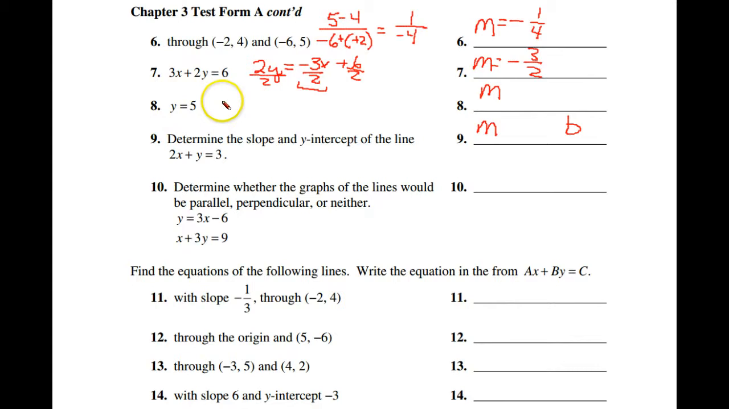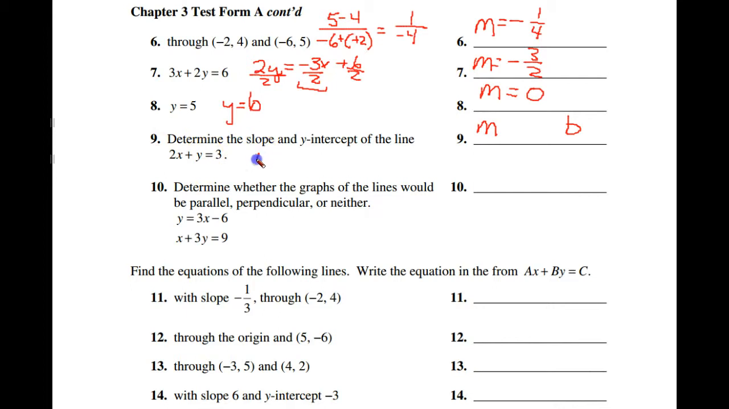Now here I had to know that y equals b is a horizontal line, and the slope of any horizontal line is 0. If it was a vertical line, it would be undefined. That's probably on another test.